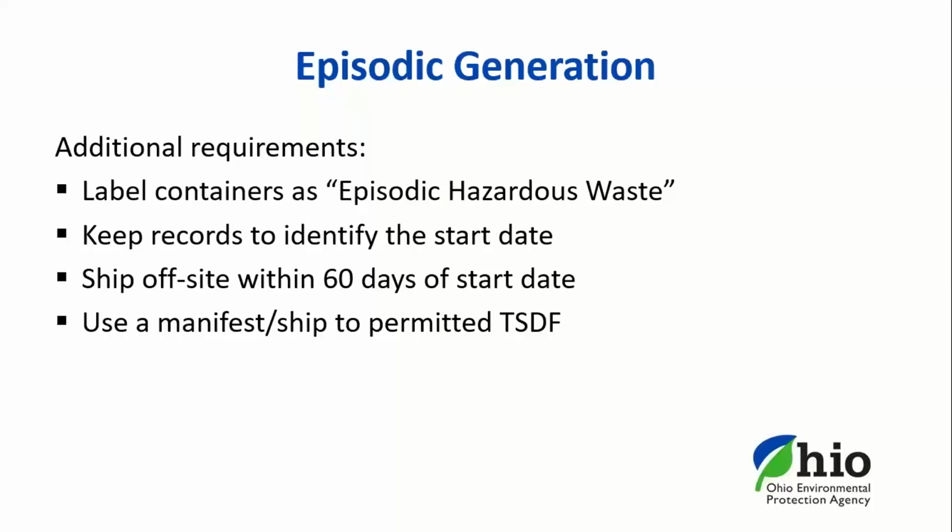So while you're storing the waste that was generated from an episodic event on site, the containers need to be labeled as episodic hazardous waste. And you need to keep records to identify the start date. So the easiest way might just be to label that container to ensure that it's shipped off within 60 days of that start date. And the final bullet point is important if you're VSQG, because when we get into the specific requirements, you'll notice that they're not required to use a manifest, but this is an exception. If it's from an episodic event, you need to use a manifest, and it needs to be sent to a permitted treatment, storage, and disposal facility.